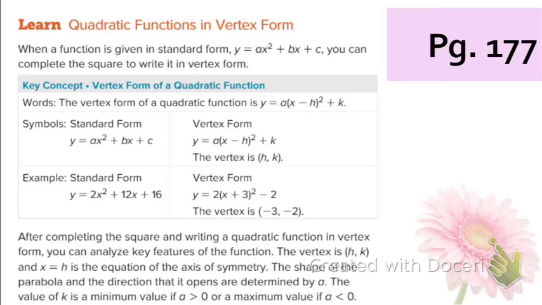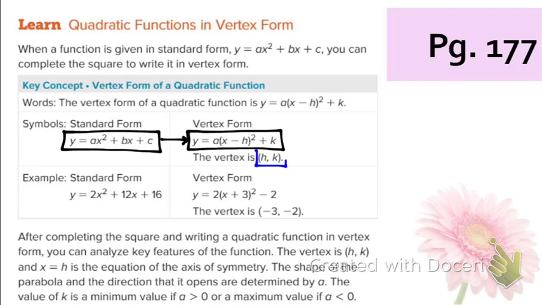So page 177 in your book. We are going to be taking equations that are written in standard form, in ABC form, and we are going to convert them into vertex form, AHK form. When it's in vertex form, what is my vertex? HK. So once I have it in vertex form, I can pick out H and K.